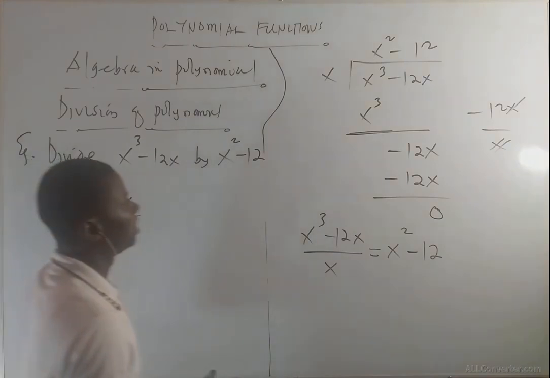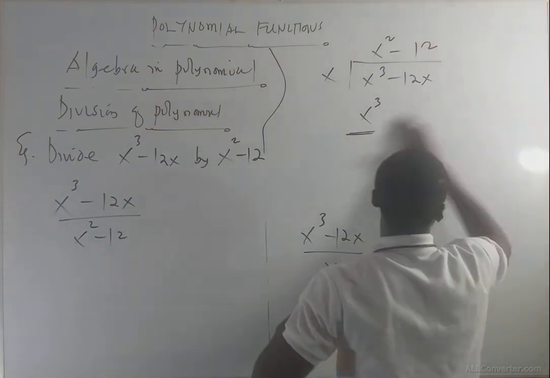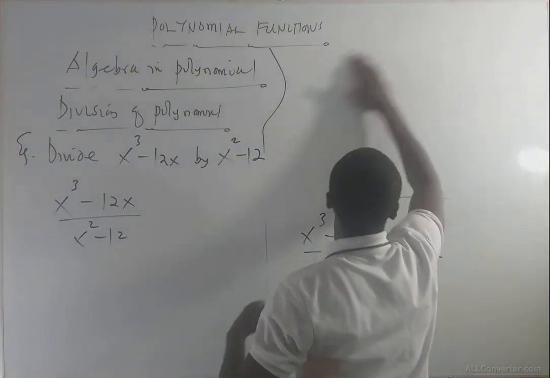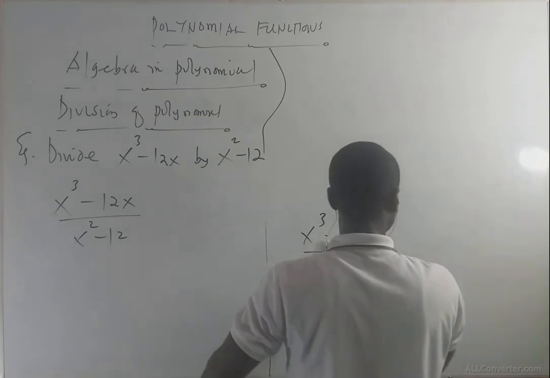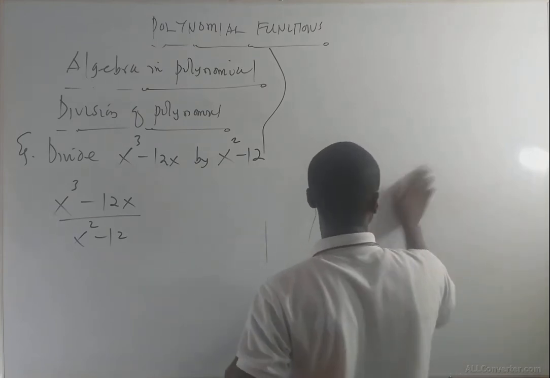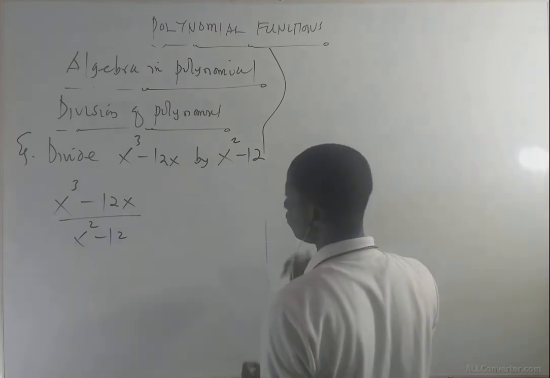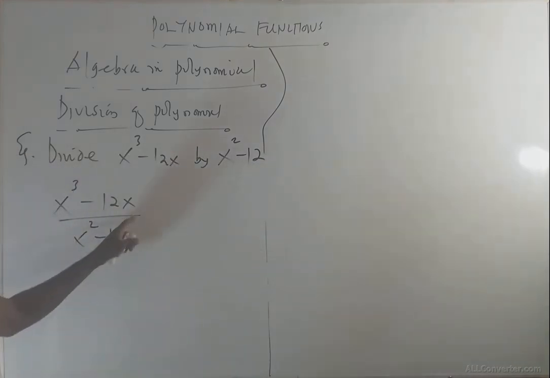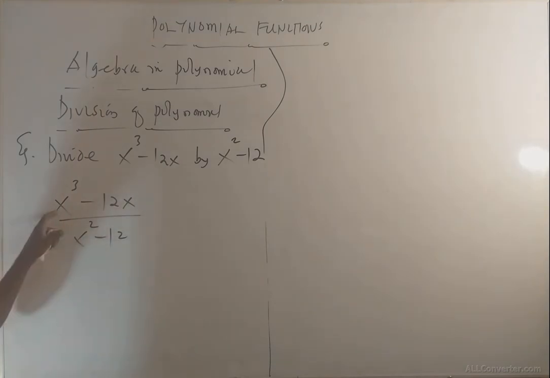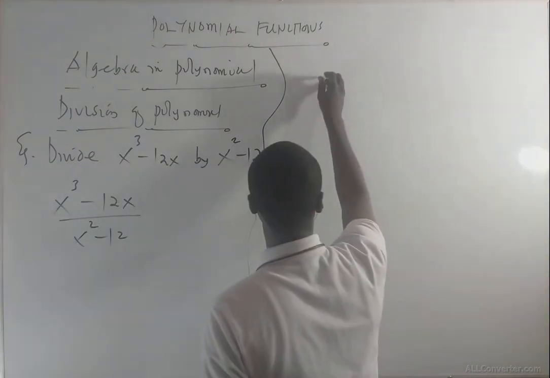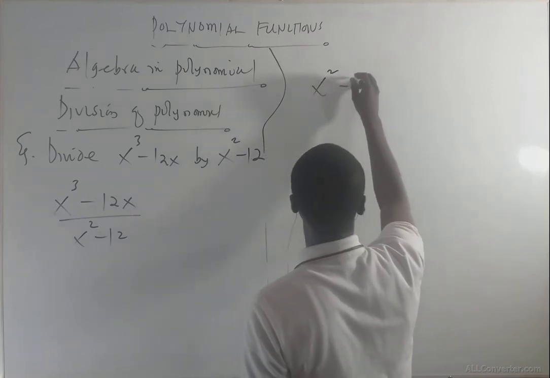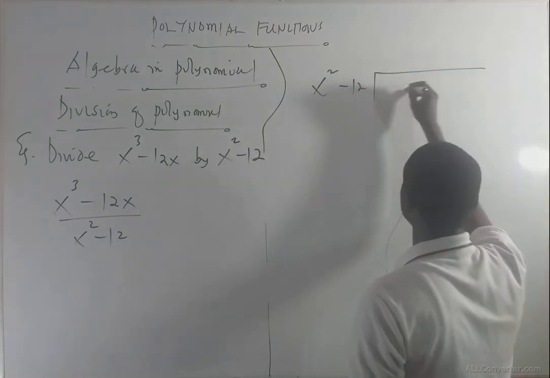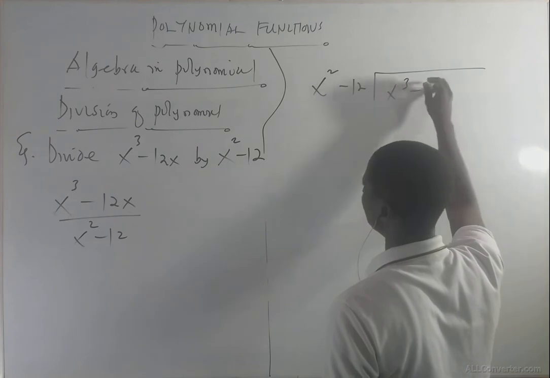So let's see what we are going to get. This is division of polynomials. Okay, so x cubed minus 12x over x squared minus 12. So the divisor is x squared minus 12. The dividend is x cubed minus 12x. So divisor outside, that's x squared minus 12. Dividend in there, so x cubed minus 12x.